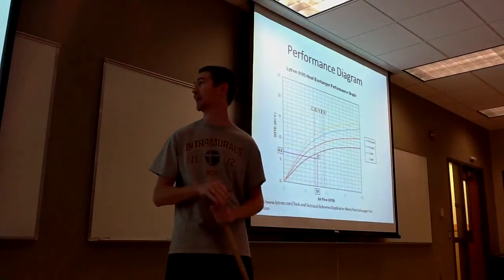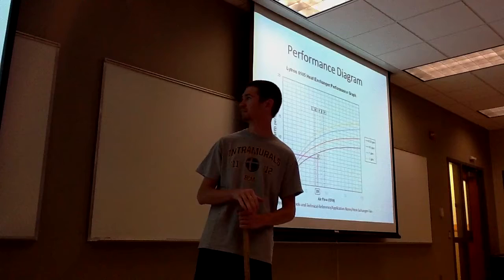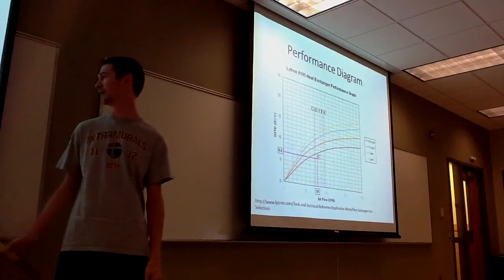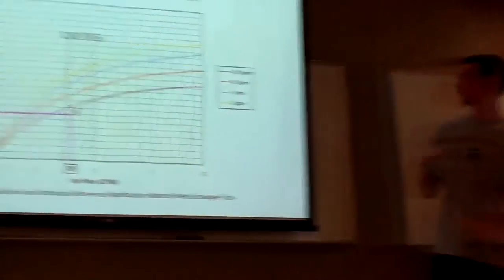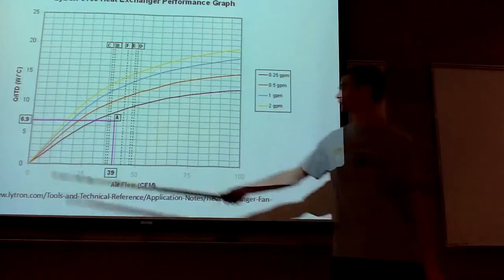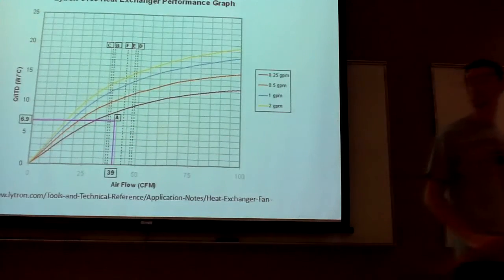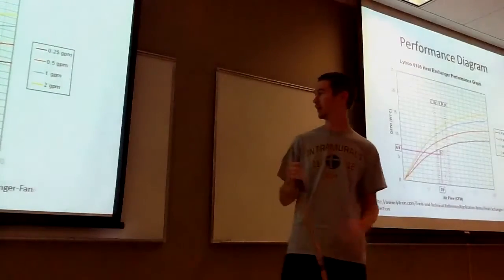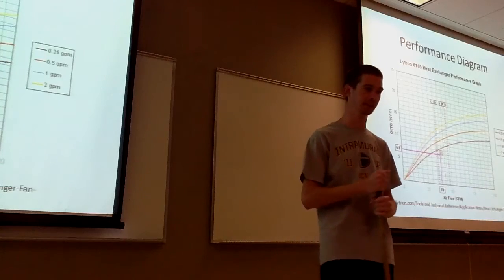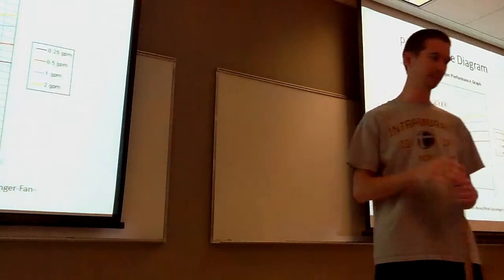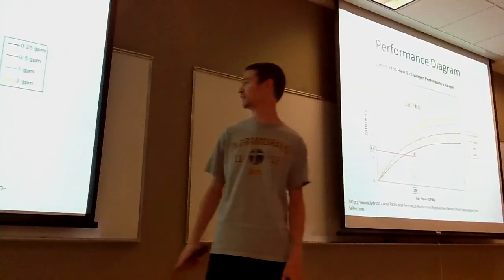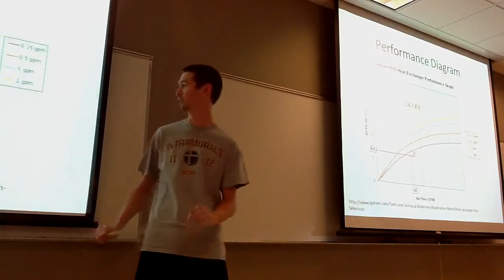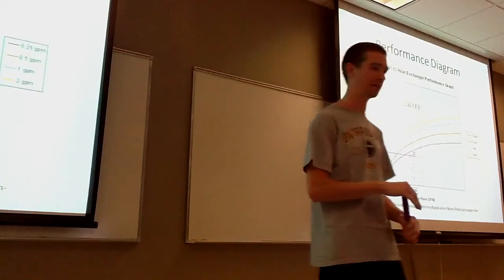Here's an example of a performance diagram for a heat exchanger. You see over here it has different values for the airflow along the x-axis and different values for this value here, which is the heat duty divided by the temperature difference. The different lines represent different sizes of rotors for the fans in the system. Each one has its own performance: as the airflow increases, the heat duty divided by the internal temperature difference increases. This is just an example of one type of performance diagram.